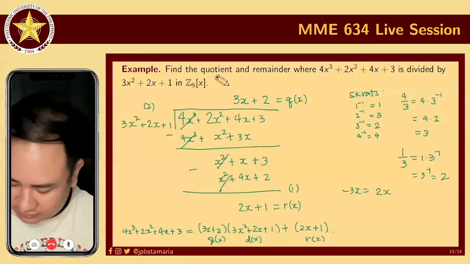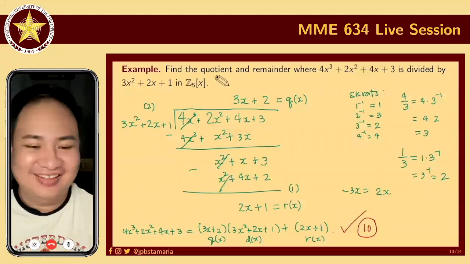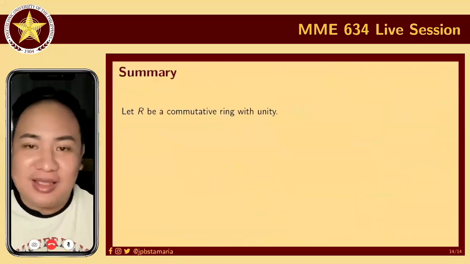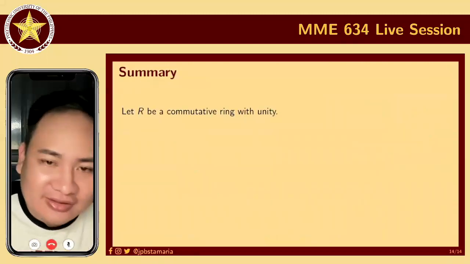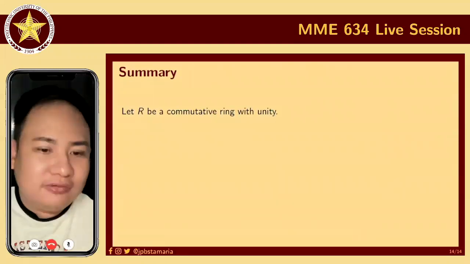O kaya kung tinatamad ka, gusto mo i-check, o di-check mo, check. Bigyan mo sarili mo ng 10 points. Charot. Naintindihan niyo? So to summarize everything in this slide, ito. Let R be a commutative ring with unity.